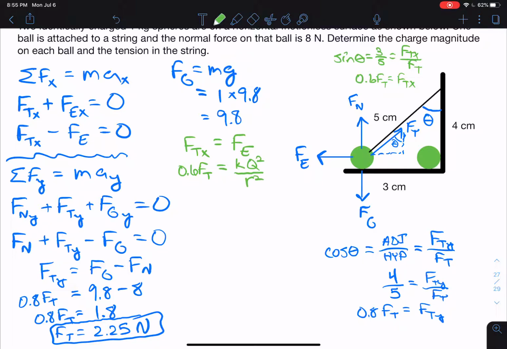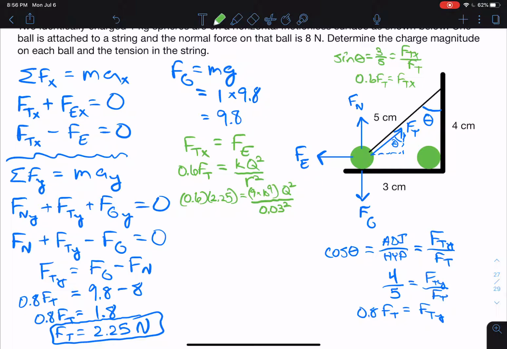Okay, so continuing on, I know what FT is. That's 2.25. I know K, that's 9 times 10 to the 9th, Q squared. R is the distance between the centers of my two objects, so that's going to be the 3 centimeters. That's right down here. So I need to convert to meters, so 0.03.